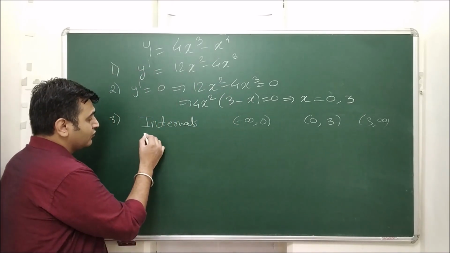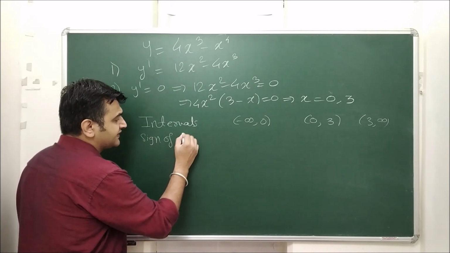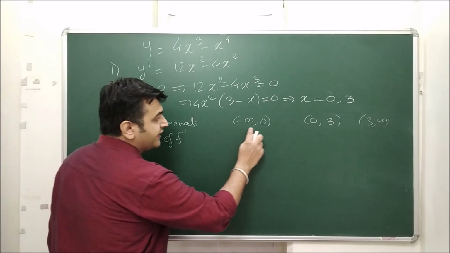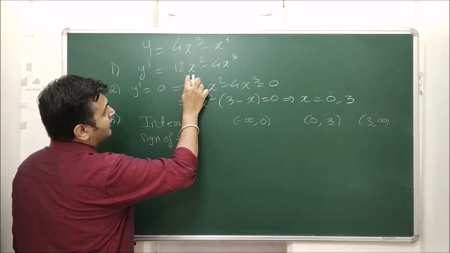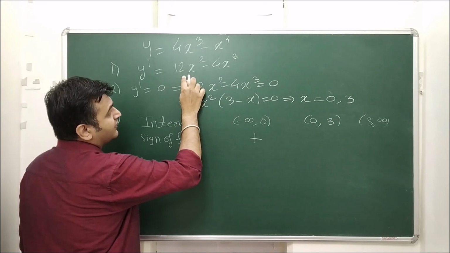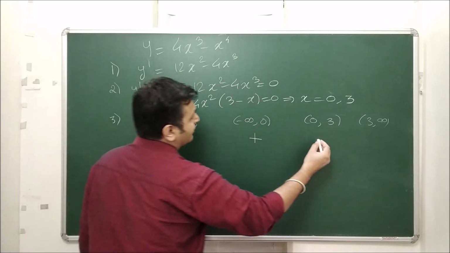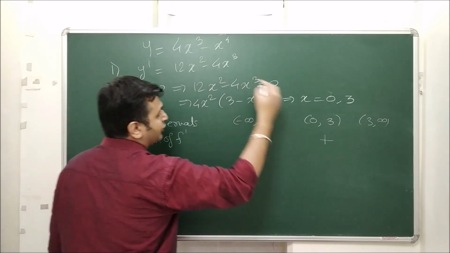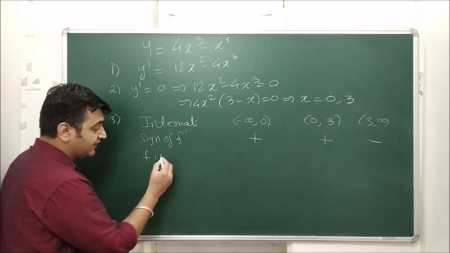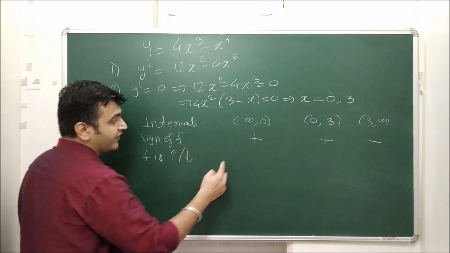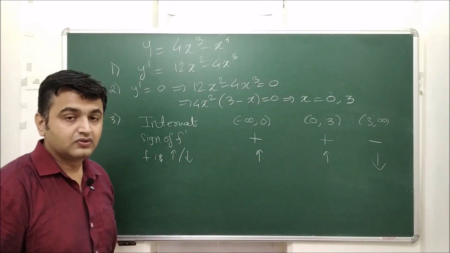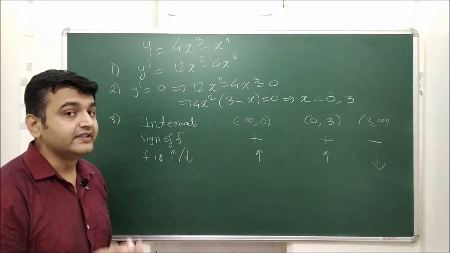Okay, now you see the sign of f dash, because we know that the sign of f dash helps us to know the increasing and the decreasing nature of the function. So you take any number over here, say minus 1. If I take minus 1, this is 12 and this is plus 4, so the sign is positive. If you take 1, again 12 minus 4, so again you are getting positive. If you take 4 over here, then you will get negative. So from here you can say whether your f is increasing or decreasing. So here plus means increasing, minus means decreasing. So this is what the nature is over these intervals.